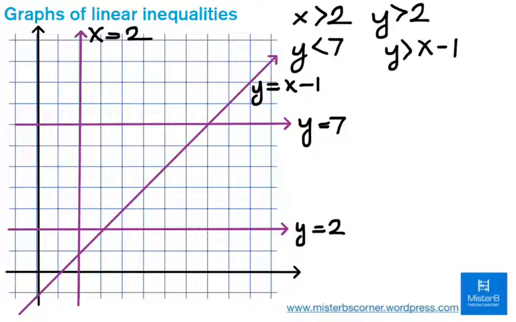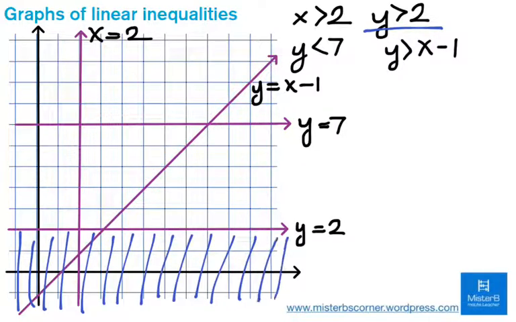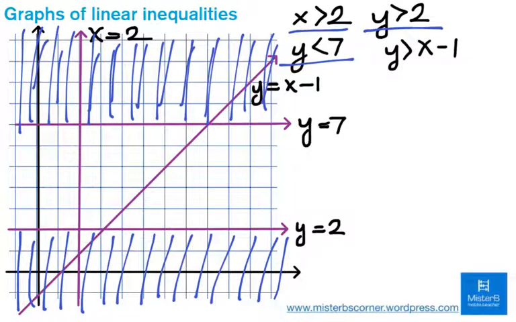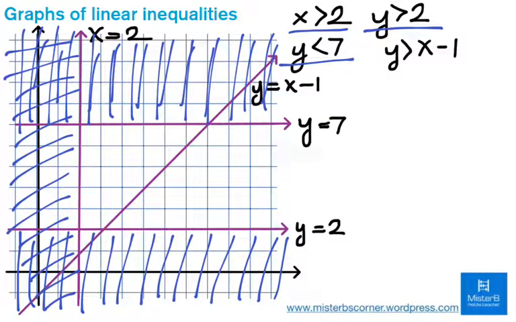Now, this time I'm going to be shading the unwanted regions. Like if it is y greater than 2, I'm going to shade y is less than 2. So this region is a region that I don't want. And y is less than 7, I'm going to shade y is greater than 7. So I don't want this region, right? And then it comes to x is greater than 2, so I don't want x is less than 2, so I shade that region as well, right? And we have y equals x minus 1, the inequality y is greater than x minus 1.